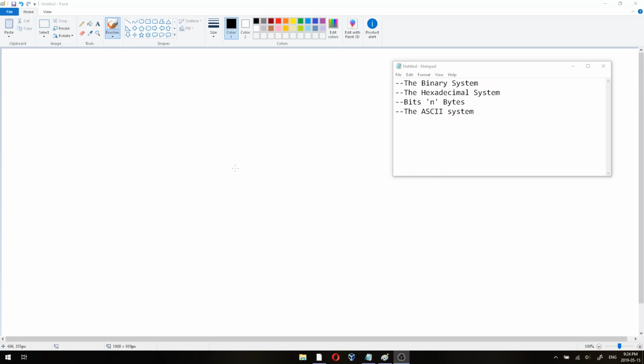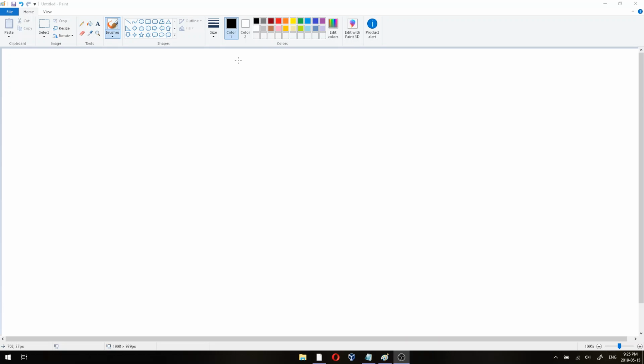Then we're going to look at the hexadecimal system, and finally what bits are, what bytes are, and top it all off just by briefly looking at ASCII. So let's get right into it. I decided to drag out the old drawing tablet so we can start actually visualizing a few things.